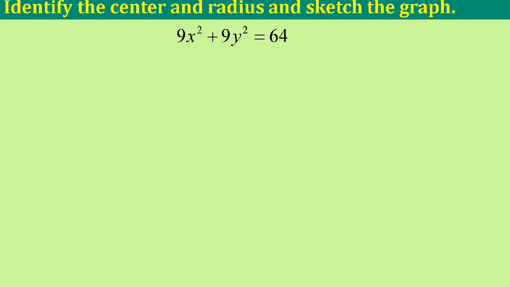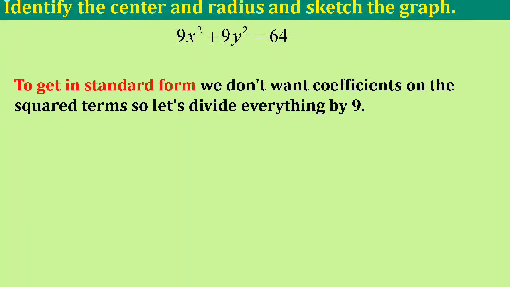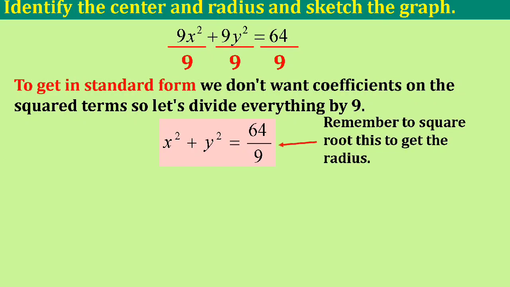In this particular problem, we're going to identify the center and the radius and sketch the graph. So here we have 9x squared plus 9y squared is equal to 64. So of course, to get in standard form, we don't want the coefficients on squared terms. So let's divide everything by 9. Dividing everything by 9 will yield x squared plus y squared is equal to 64 over 9.